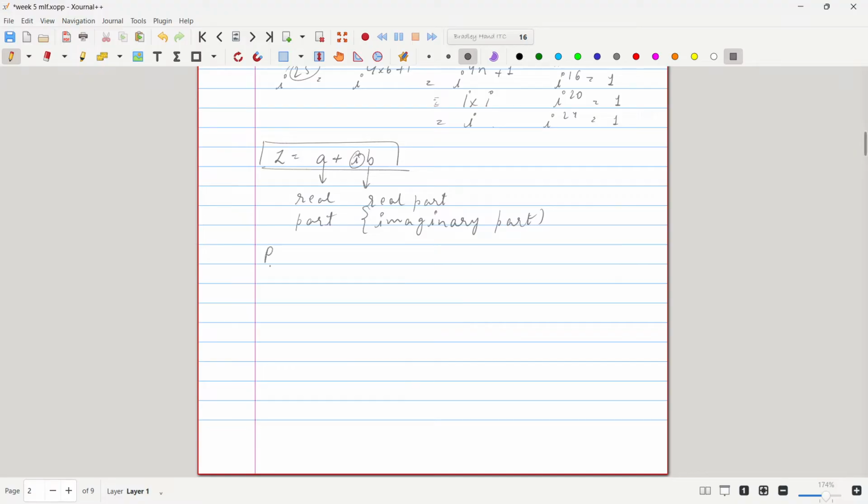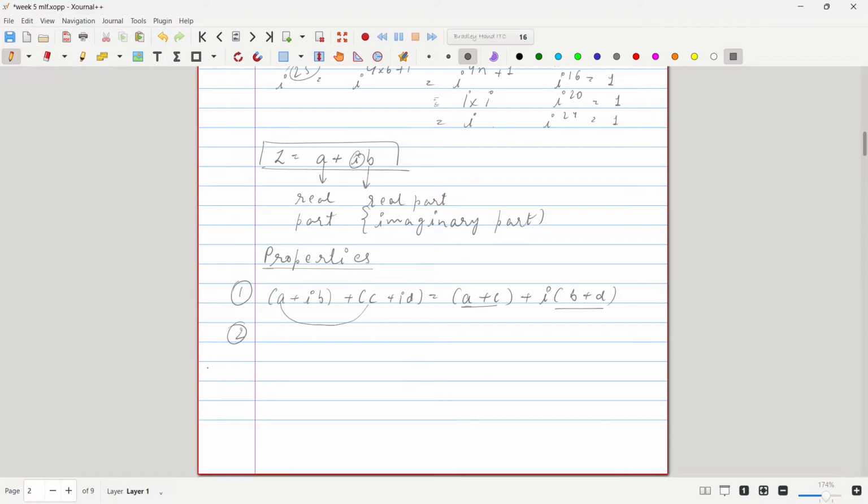Now the properties of complex numbers. First property: suppose you are adding two complex numbers, the first complex number is a plus iota b and the second complex number is c plus iota d. Here you have to add the real part with the real part and the imaginary part with the imaginary part. So the output will be a plus c, both real parts, plus iota times b plus d. So you get the real part plus the imaginary part after addition.